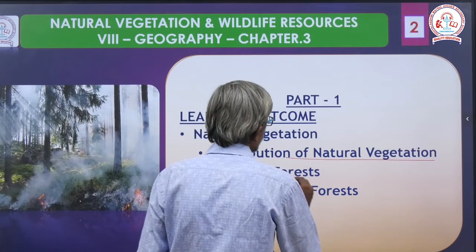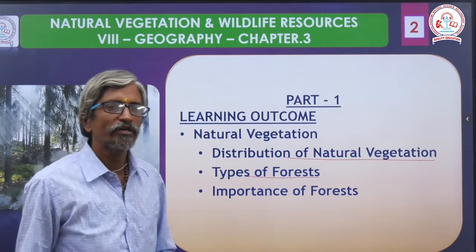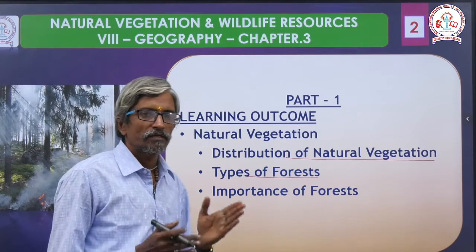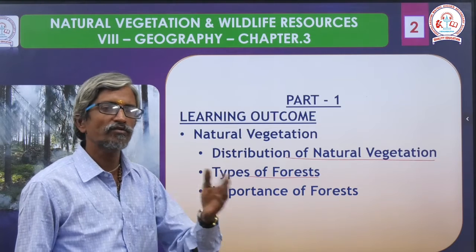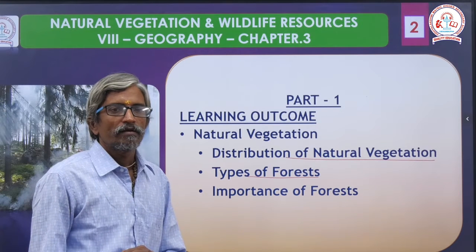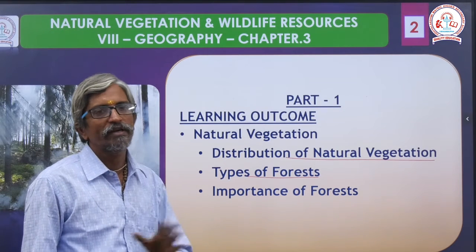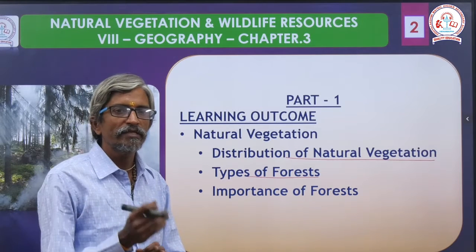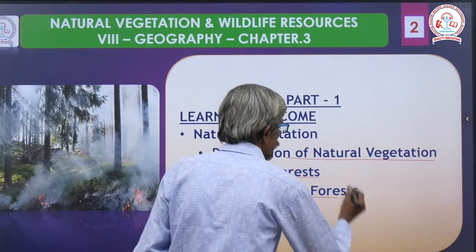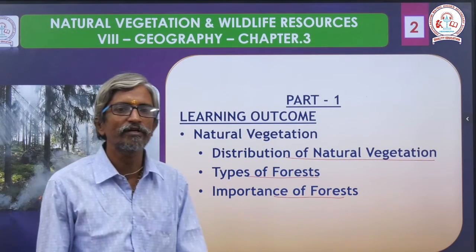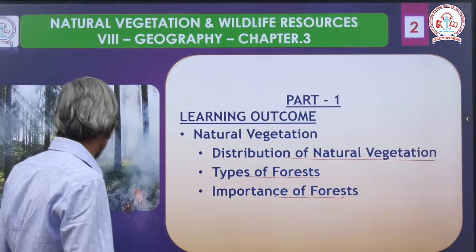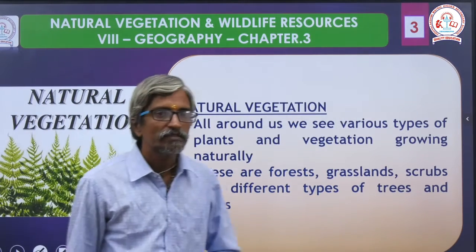Next, types of forest. Here we are going to discuss only 2 types: one is evergreen forest and another one is deciduous forest. Evergreen forest is also called rainy forest. Due to the greenish color, it is said to be evergreen. On the other hand, deciduous means it sheds leaves, so it is said to be a deciduous forest. Then importance of forest. So only these things we are going to discuss: distribution of natural vegetation, types of forest and importance of forest.